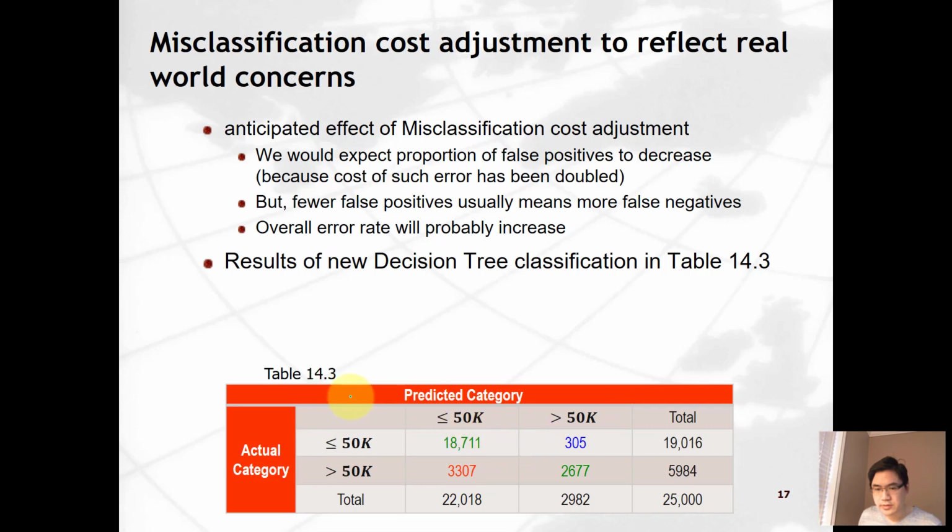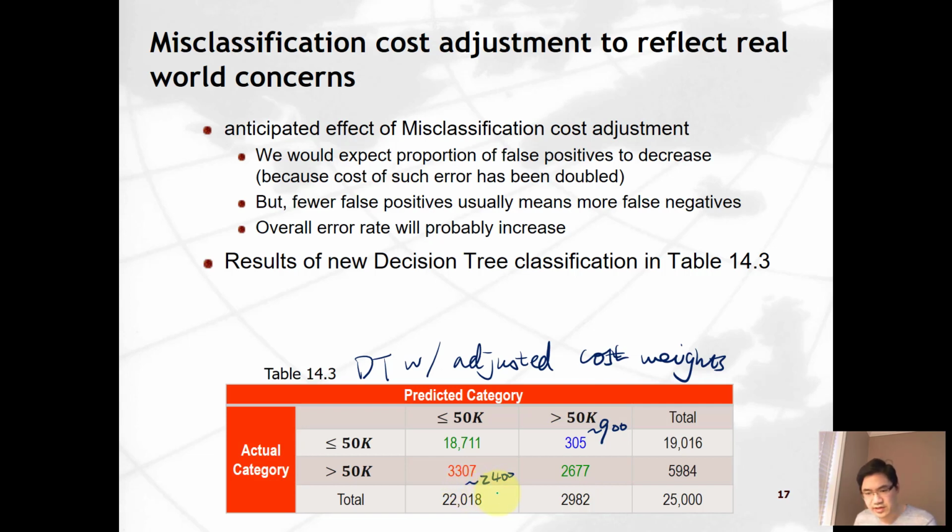So, this is the same confusion matrix with different outcomes. This is the decision tree model with adjusted cost weight. And here's the difference. What used to be close to 900 false positive cases is, I guess, reduced to 305, and what used to be close to 2,400 false negative cases increased to over 3,000. And it's a dramatic increase in the absolute sense in the number of false negative cases, and percentage-wise, it's a dramatic decrease of false positive cases.